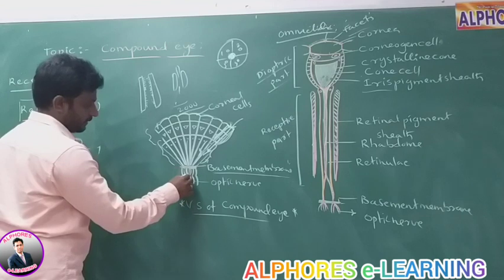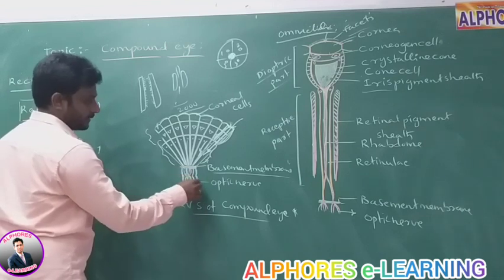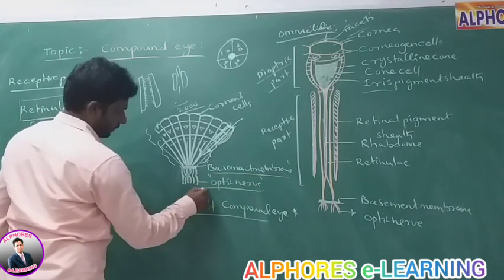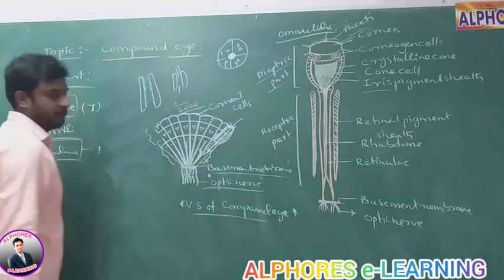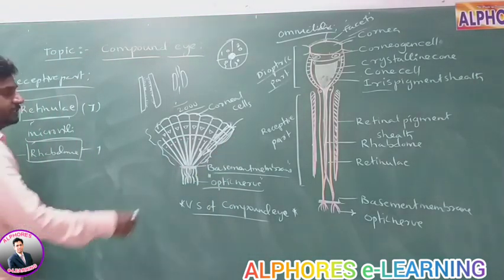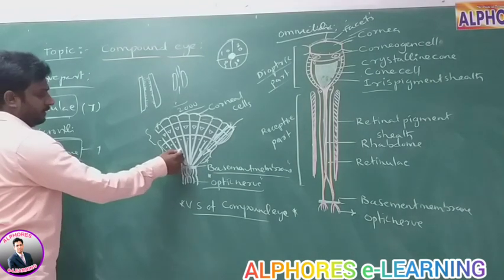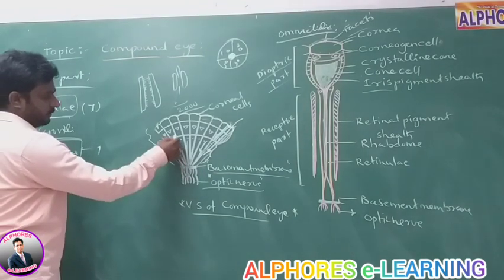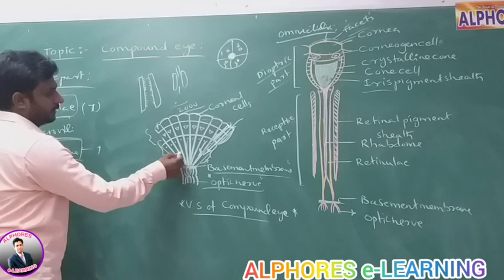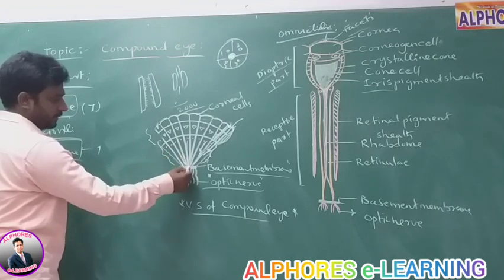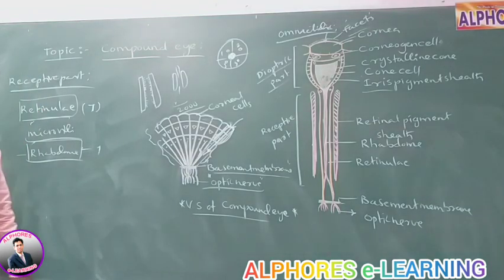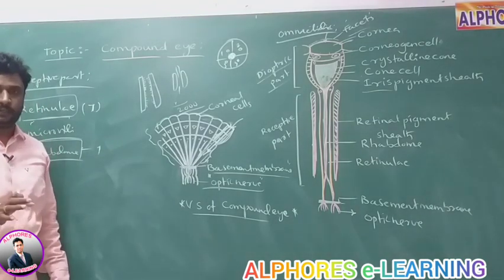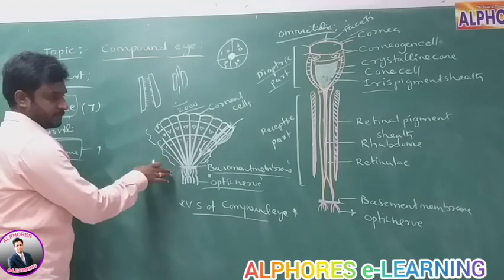From the basement membrane one nerve arises which is called the optic nerve, which receives the impulses from here and sends them to the brain. The image is formed here, like an objective focused on this part, converting into impulses. Those impulses are carried by the optic nerve and reach the brain, which processes them. Only the brain processes that image, those impulses.